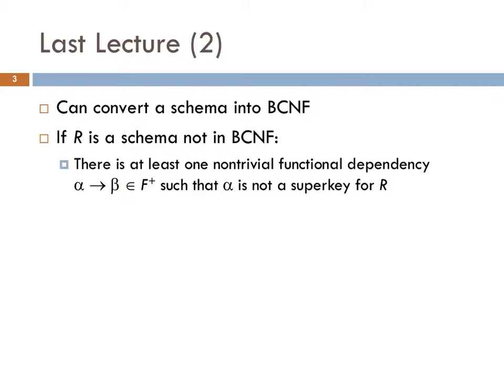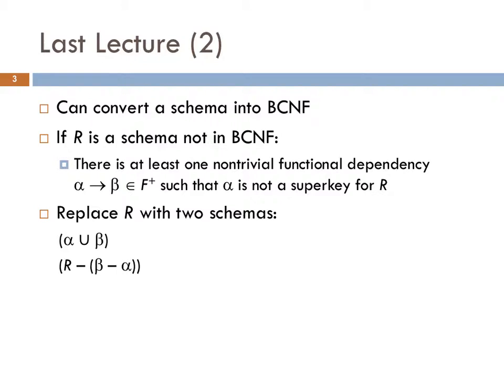Okay, we talked about converting a schema into Boyce-Codd normal form. So you have a schema R, and it's not in Boyce-Codd normal form. Well, what does that mean? It means that it has some non-trivial functional dependency that holds on R. So notice I say alpha functionally determines beta. Alpha and beta are both in R, because otherwise we don't care. And also, like I say here, F plus, remember that means the closure of F. That's the set of functional dependencies you can logically imply from F, whatever F is.